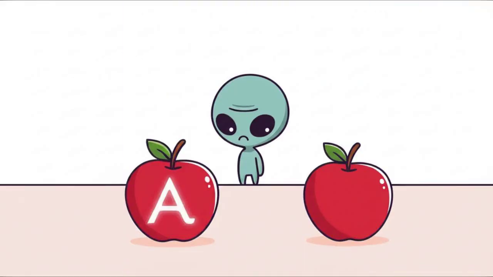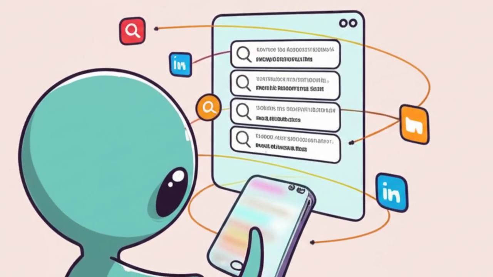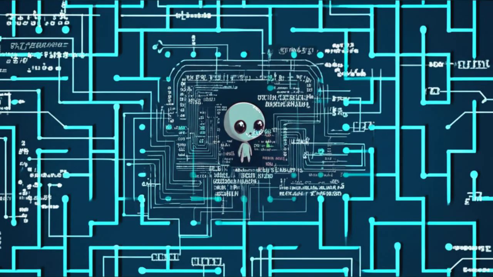For example, if you search Apple, Google needs to figure out whether you mean the fruit, the company, or something else, based on your location, search history, and current trends. This personalization layer adds another layer of complexity and optimization.